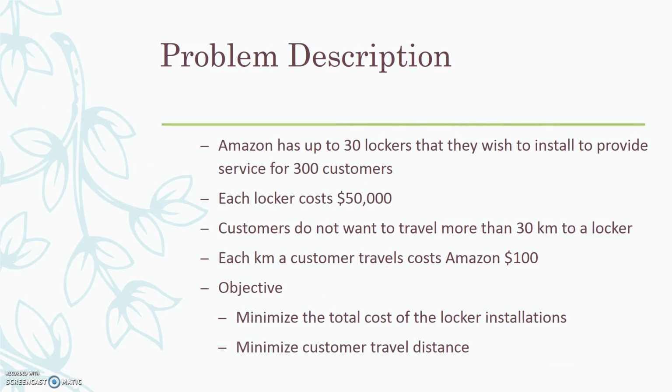So to start off, this is the problem description. The problem tells us that Amazon has up to 30 lockers that they wish to install to provide service for 300 customers. Each locker costs $50,000 and customers do not want to travel more than 30 kilometers to a locker. Additionally, each kilometer a customer travels costs Amazon $100. So the objective is to minimize the total cost of the locker installations and minimize the cost of customer travel distance.